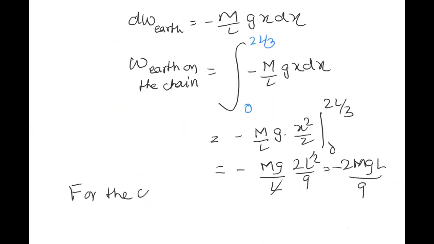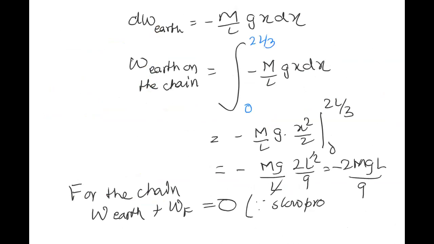So for the chain then, we have work done by earth plus work done by F is equal to 0, right? Since this was a slow process. This implies that work done by force must be minus of work done by earth, which equals 2mgl.